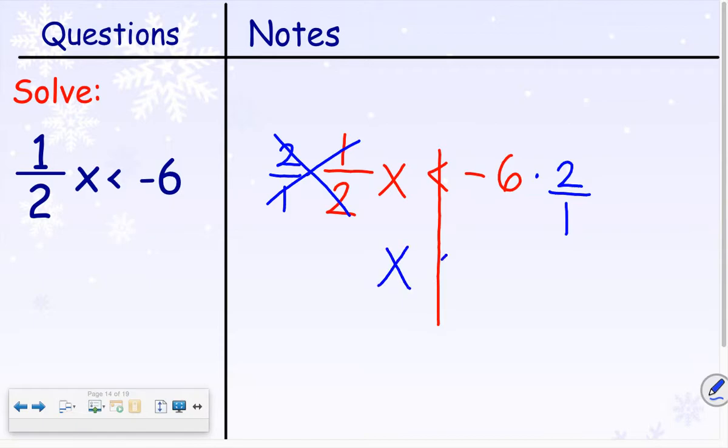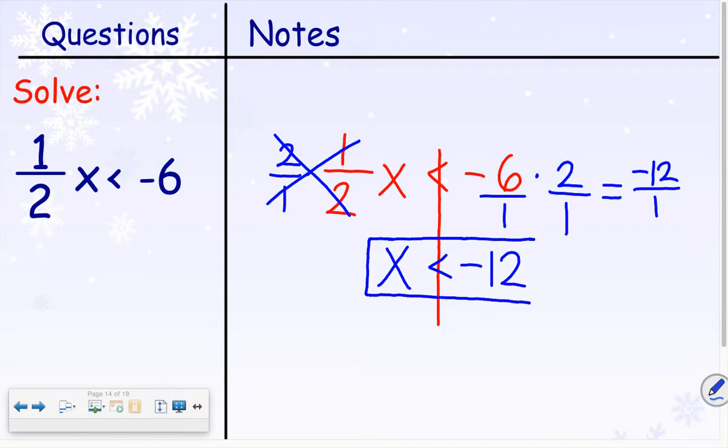We don't have to flip on this one because we times both sides by a positive 2. Negative 6 times 2 is negative 12 over 1, which would just be negative 12. The x is on the left already, so we don't need to rewrite anything. So we didn't have to flip or rewrite on that one.